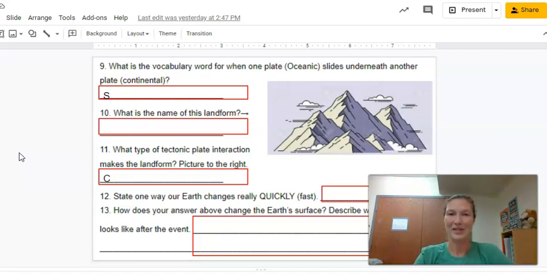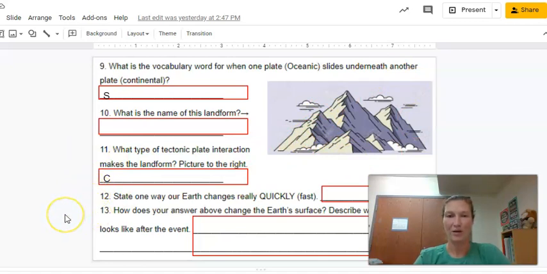Number 10 asks you, what is the name of this landform? What is this? Go ahead and type it right there. And then, what type of tectonic plate interaction makes this landform in this picture? This one starts with a C.